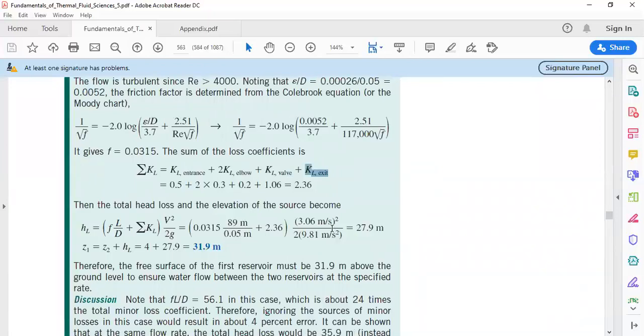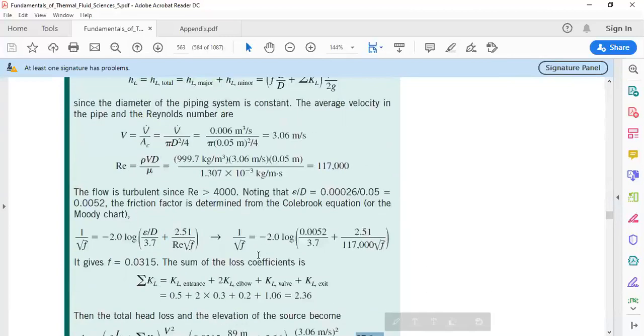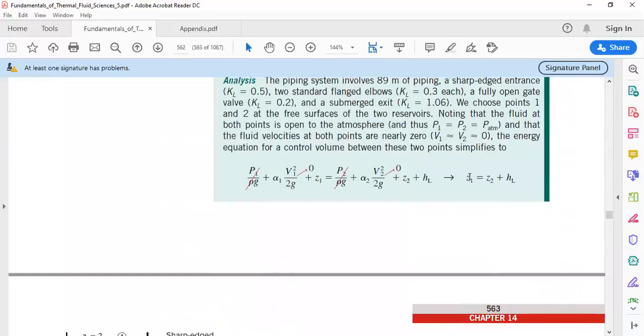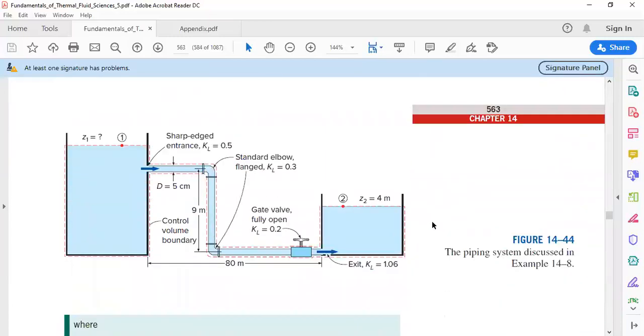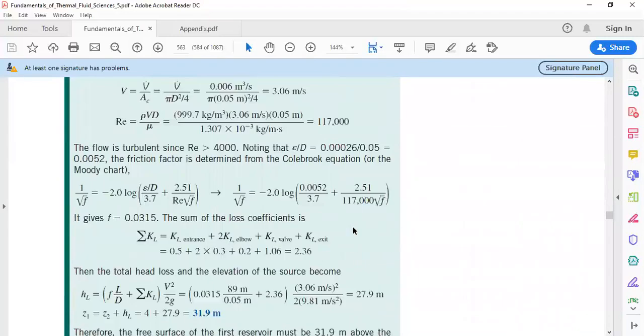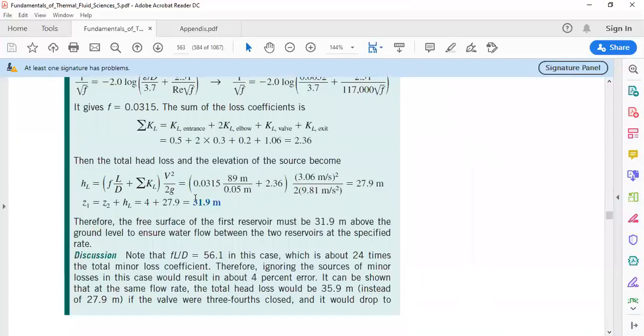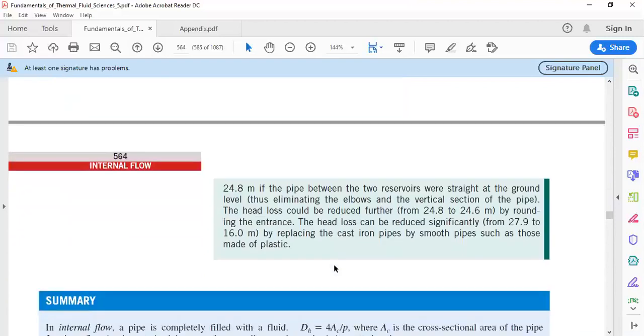Now we can calculate the head loss. It's found to be 27.9 meters. Plugging it back into the energy equation to solve for Z1, since Z2 is given as 4 meters, we find that Z1 equals 31.9 meters. So that's all for the examples of chapter 4.